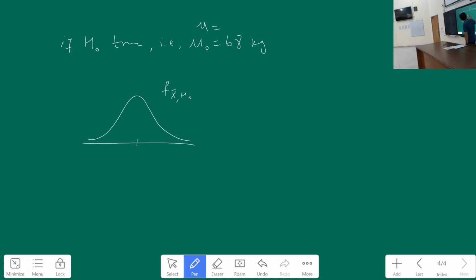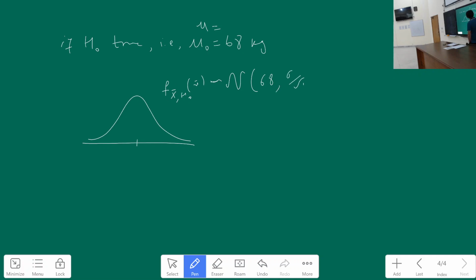But here is the critical difference: the distribution is Gaussian and its mean is what you claim to be. This is the critical point, okay? X bar, the way we studied it, is always Gaussian distributed, but the mean will change. And if you were right, then the mean of this is actually 68. This is the critical point here.